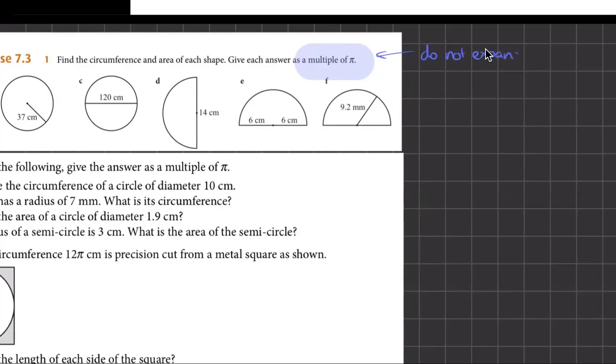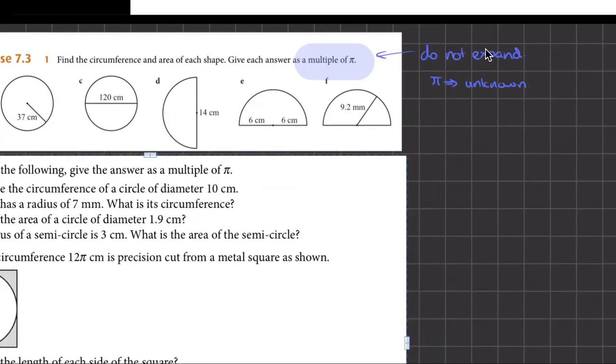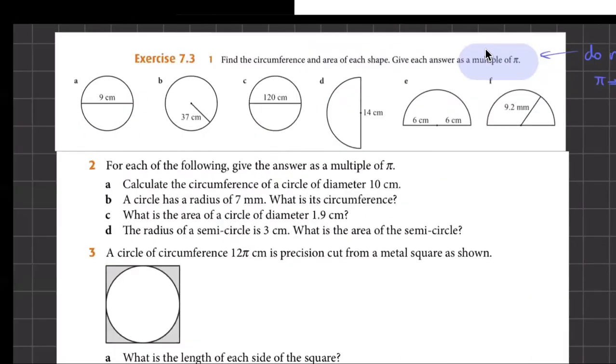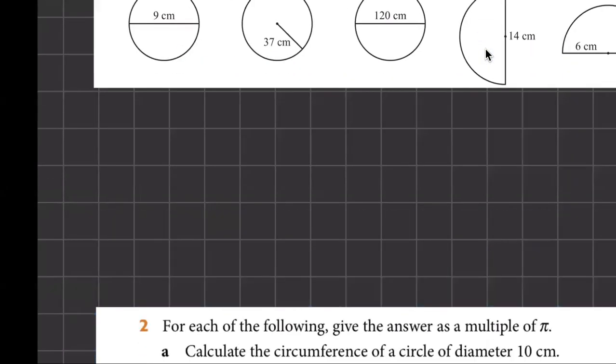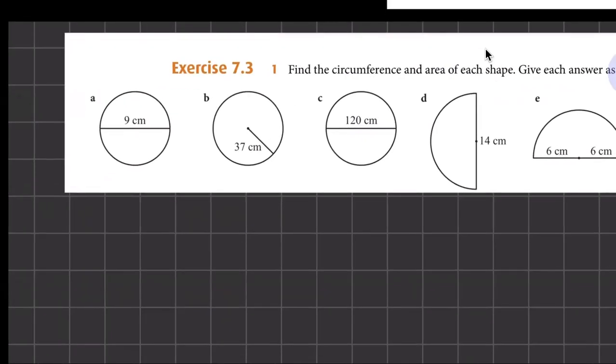So it's as though pi, we can consider it as an unknown. We treat it as an unknown because we do not want to expand it. Expanding it means that we need to multiply it. So for example, this first question, we can see 9 centimeter diameter. We need to find the circumference.